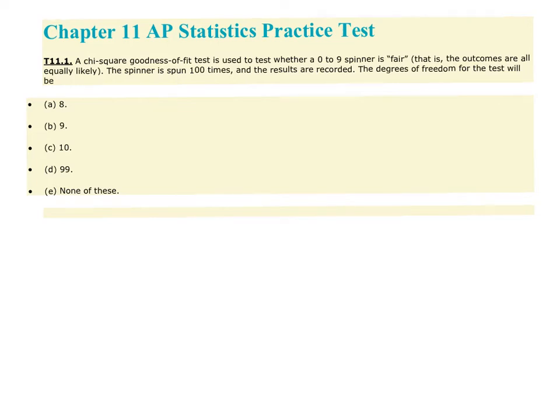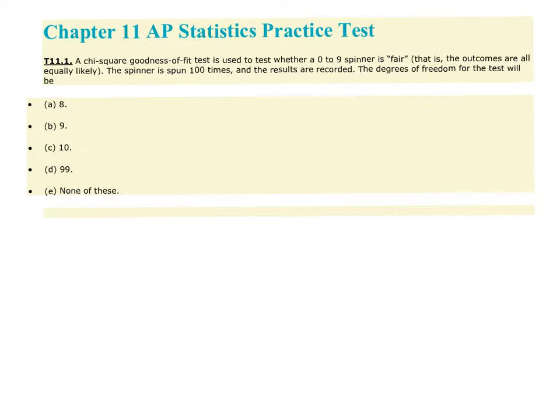Let's look at the Chapter 11 review questions. Question 1. A chi-square goodness of fit test is used to test whether a 0 to 9 spinner is fair. That is, the outcomes are all equally likely. The spinner is spun 100 times, and the results are recorded. The degrees of freedom for the test will be what?